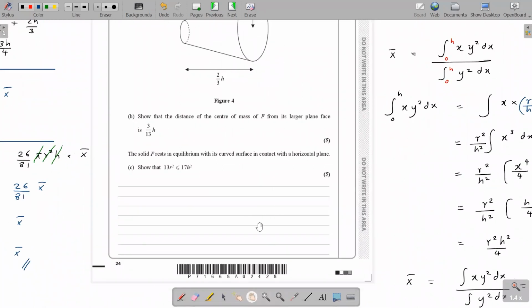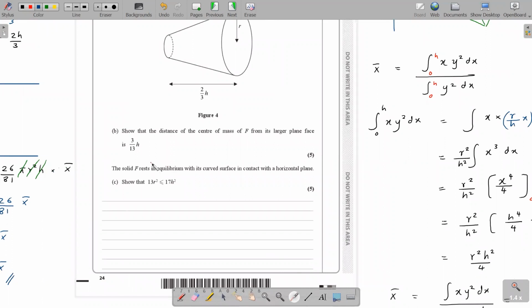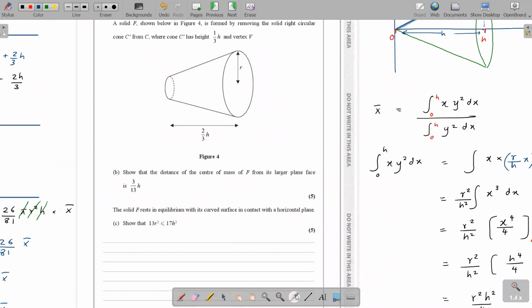Okay, so moving on to the last part, they say the solid F rests in equilibrium with its curved surface in contact with the horizontal plane. So this solid F rests in equilibrium with its curved surface. Have you seen this? The curved surface, you're keeping it on a horizontal plane. Show that 13r square is less than or equal to 17h square for this to be in equilibrium.